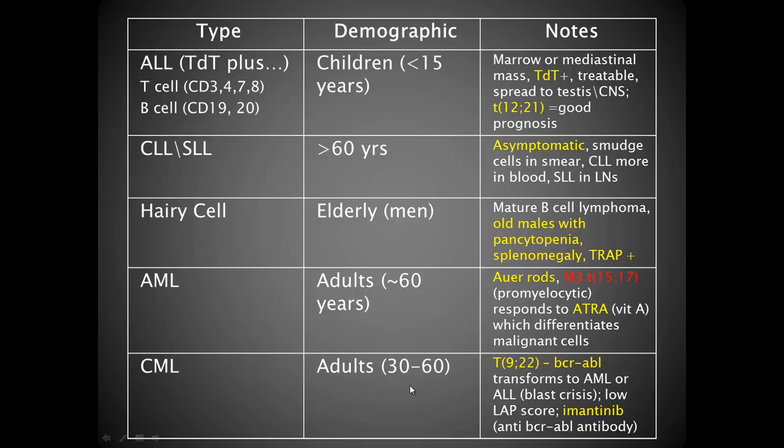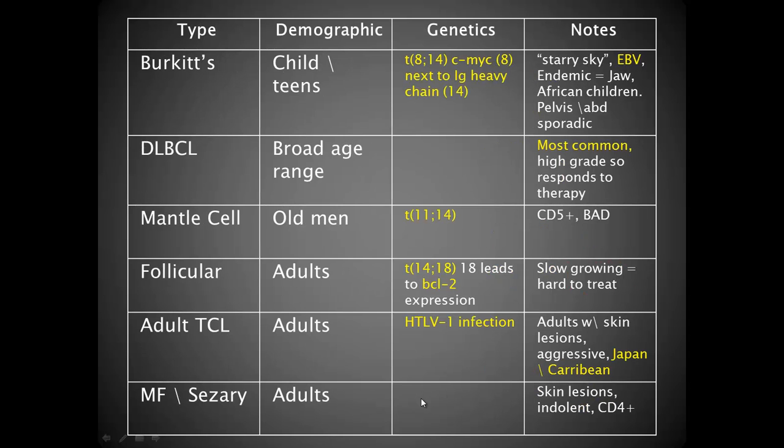Next we have CML, and you guys have already kind of been introduced to this. This is the BCR-ABL, right? 9;22, got to know that. It can transform into AML or ALL. That's called blast crisis. And they treat it with imatinib, which is an antibody that we've developed to this translocation that blocks this fusion protein. So very important to know about.